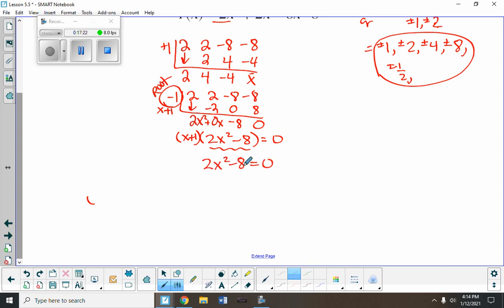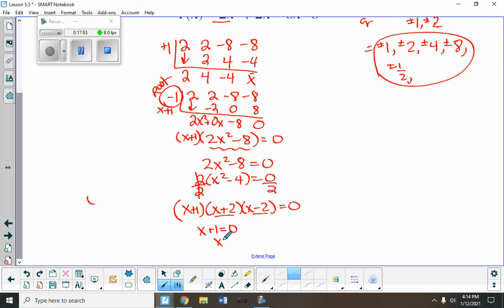This can be factored again. You can take a 2 out of both terms. So now, if you factor this, you would have x plus 2, x minus 2, and 0 divided by 2 is 0. And then these are the two factors, and you also had the x plus 1 as a factor. You just set those all equal to 0.